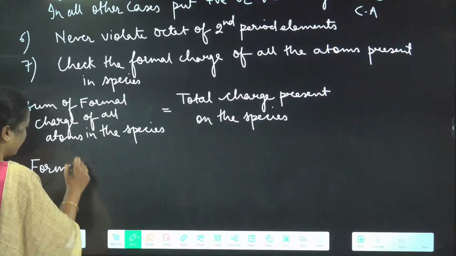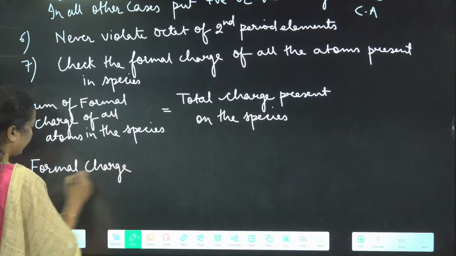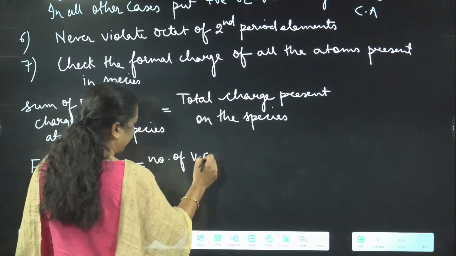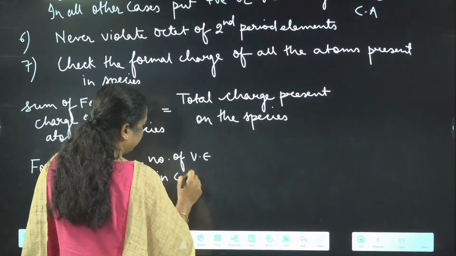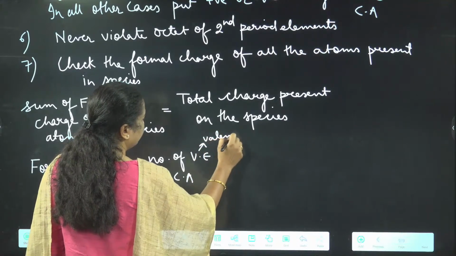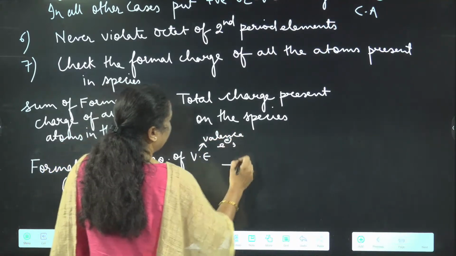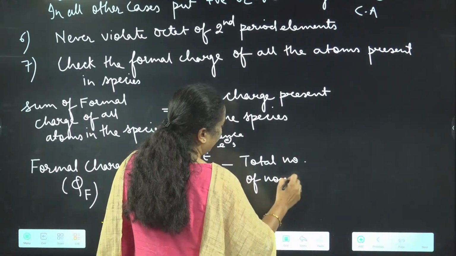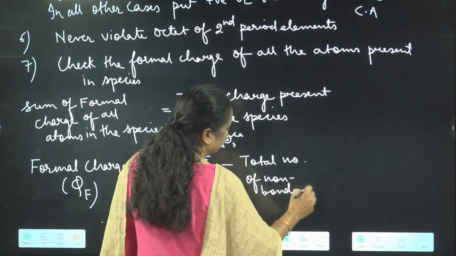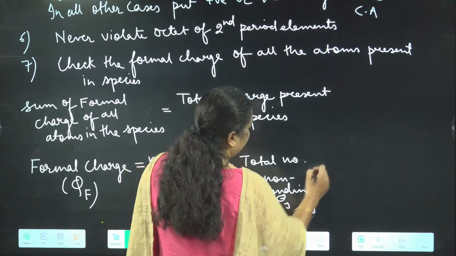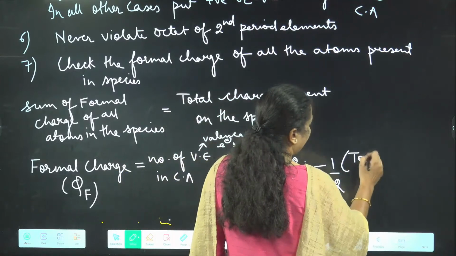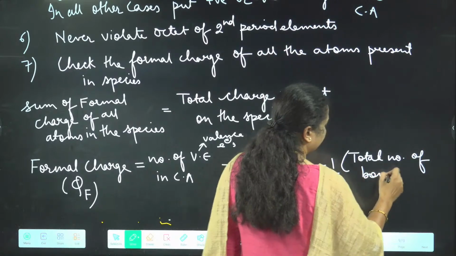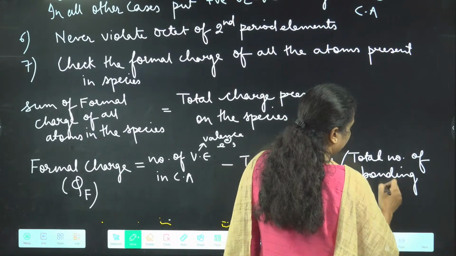So you are having formal charge here. So I can write that as QF. That is equal to number of valence electrons in central atom. V is valence electrons, okay? Minus total number of non-bonding electrons minus half of total number of bonding electrons.